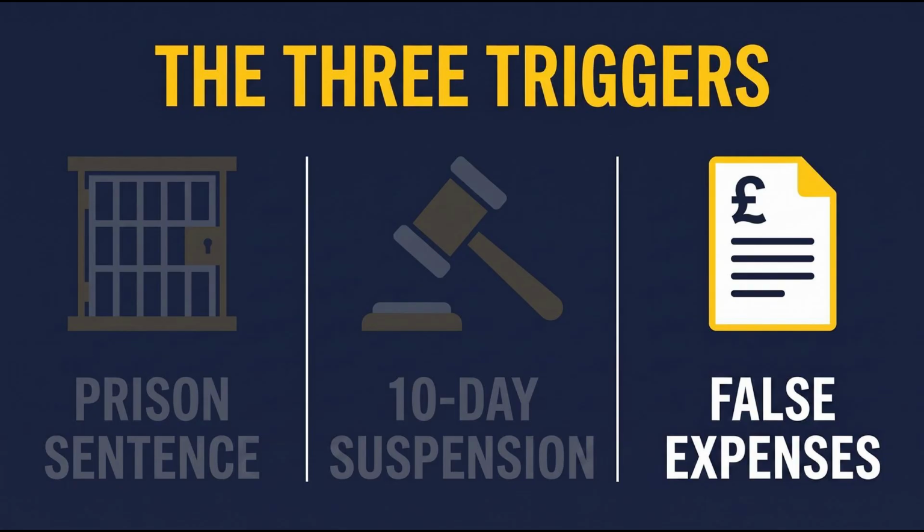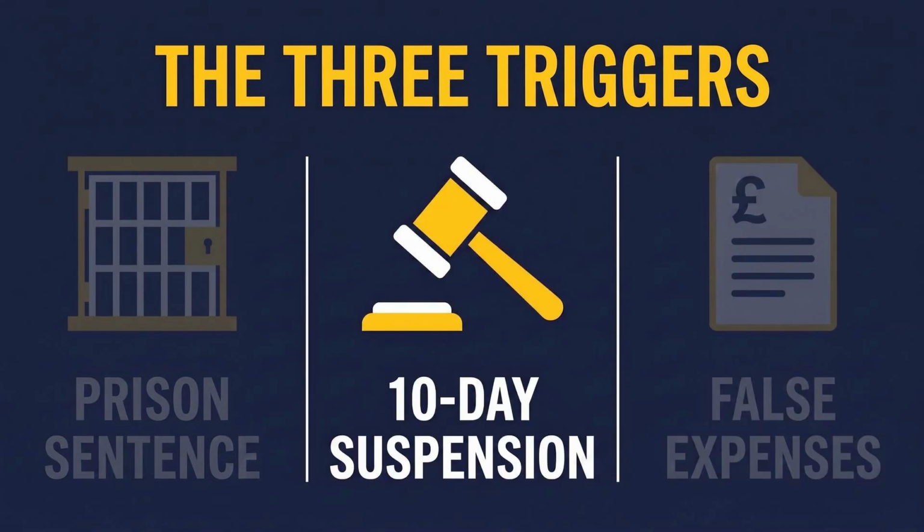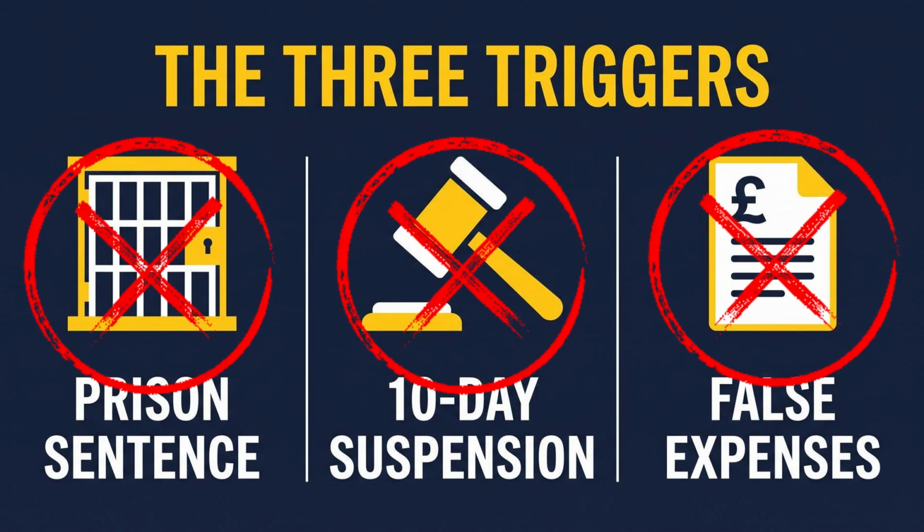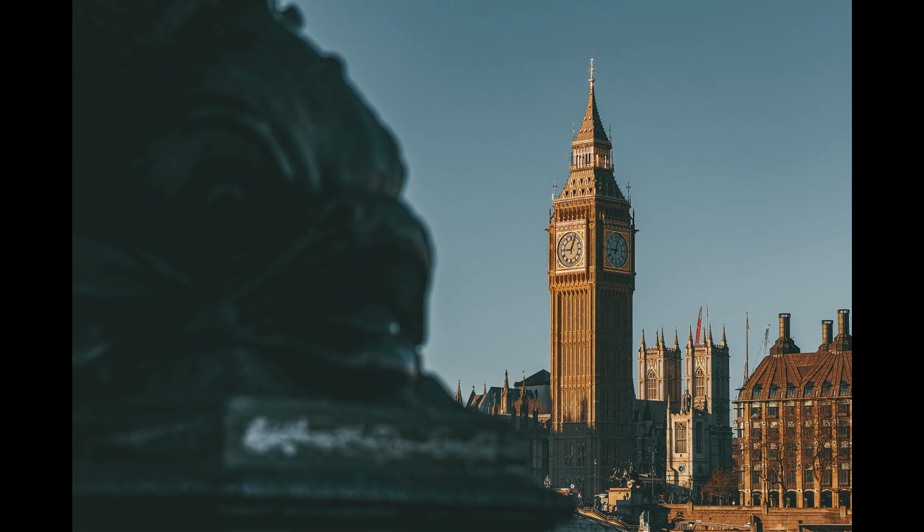Door 2, a conviction for making false or misleading expenses claims. Door 3, suspension from the House of Commons for at least 10 sitting days or 14 calendar days. If none of these 3 conditions are met, no recall petition can happen, regardless of how angry constituents are. That's it. If your MP is simply absent, ineffective, or voting against your wishes, there's no recall mechanism. Parliament deliberately designed it that way.